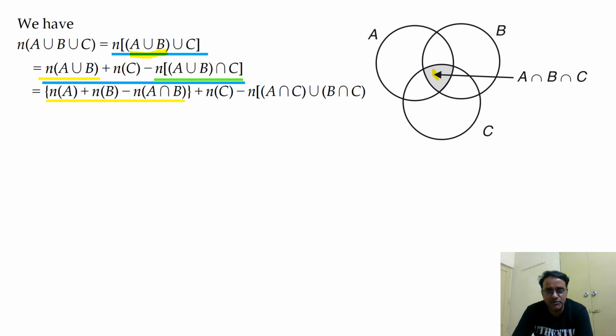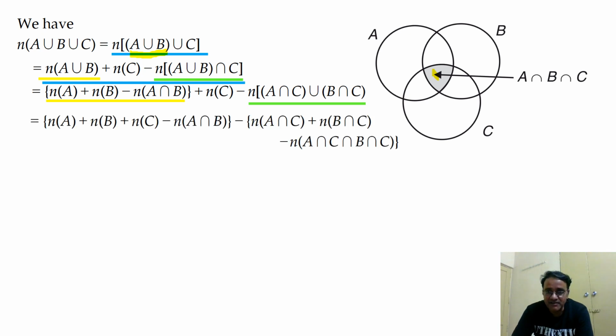We will apply the distributive law, so we get this one. Okay, now see carefully this distributive law. See carefully this underlined part, right? So we are going to again apply the previous formula, the two-set formula that we just studied. So we will take A intersection C as one set and B intersection C as the other set. So n of first set plus n of second set minus n of first set intersection second set.